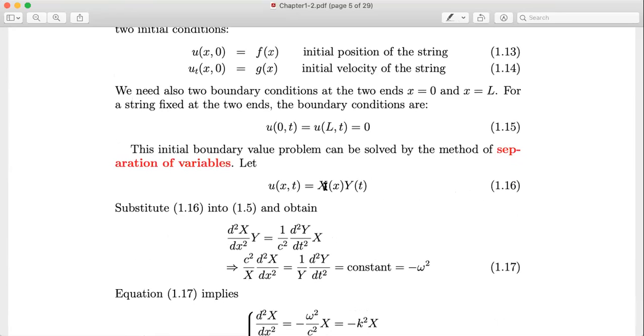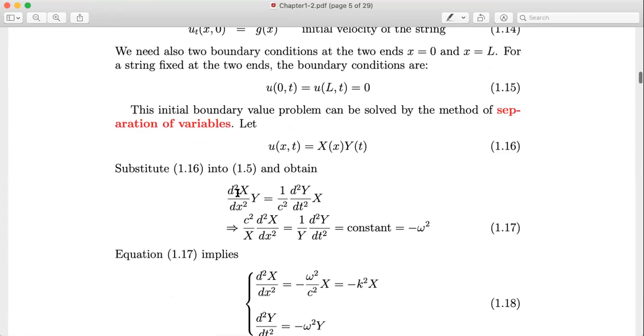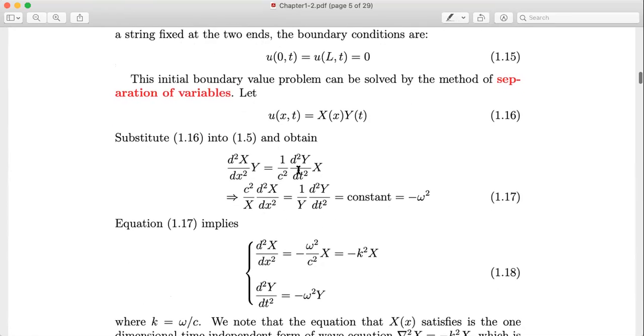So the function that depends on x, I call it big X, and the function that depends on time is this big Y. So you plug it in, and after putting it in, you can easily see that you can divide the whole equation by the product XY. Then you can write it as two parts. One part depends only on x, the left-hand side. The other part depends only on time, t.